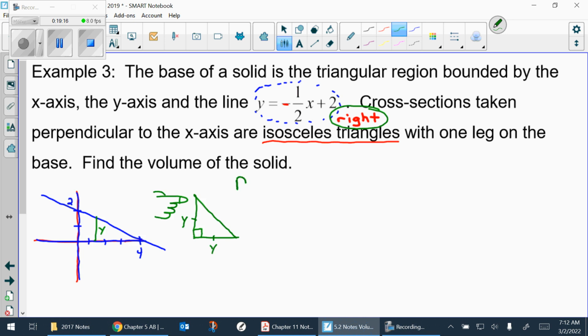So what's the area of an isosceles triangle? Well, base times height divided by 2, or 1/2 the base times the height. Again, wrong variable.